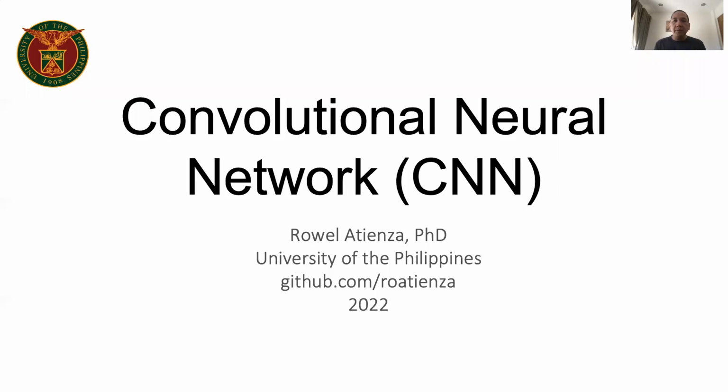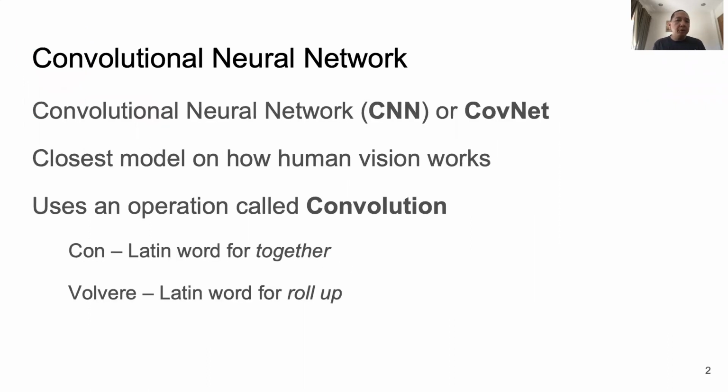The second most important building block of deep neural nets is the convolutional neural network, or CNN. In this discussion, we will take a look at convolution and its associated operations. CNN is our closest model of how our vision works. It uses an operation called convolution, from the Latin words con and volvere.